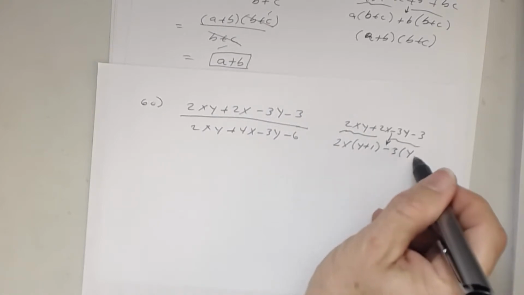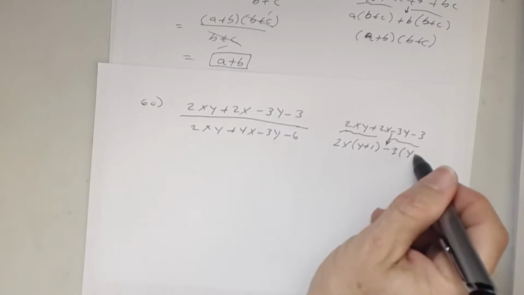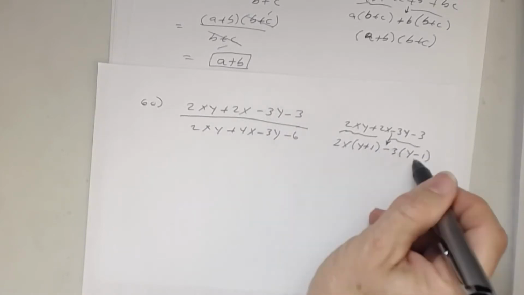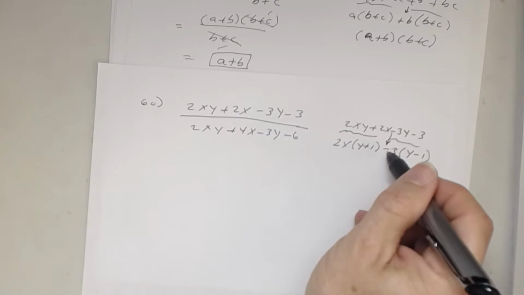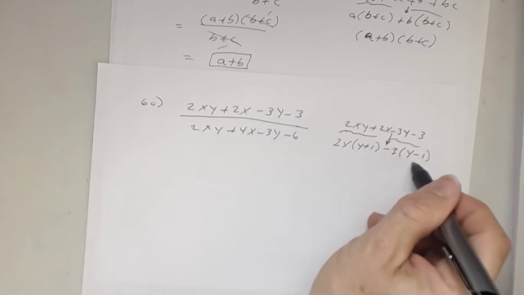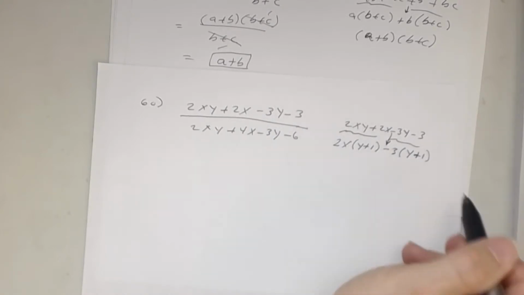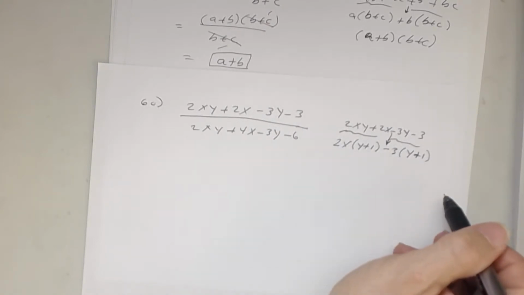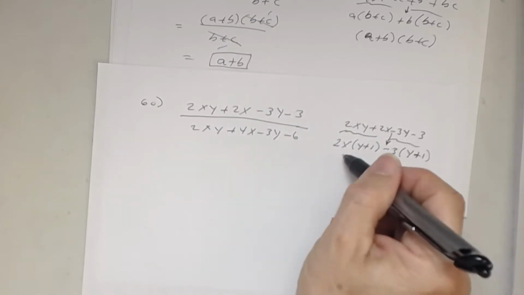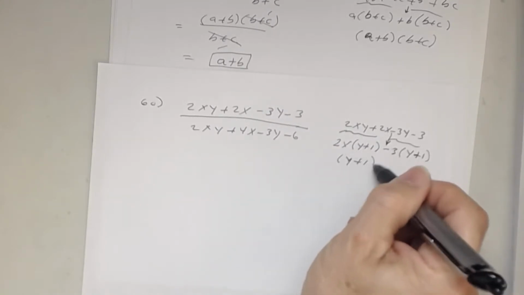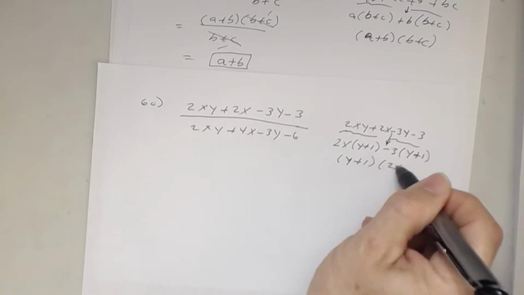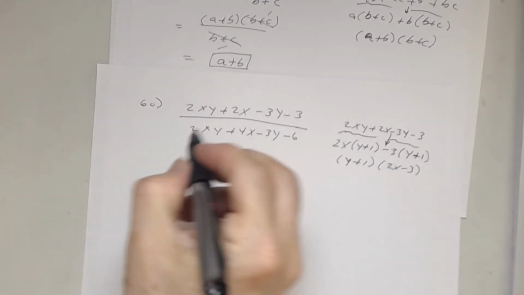It cannot be y minus 1, because these have to be the same. And think why it cannot be: what's a negative times a negative? And you wanted a negative 3. So what should this be? y plus 1. And so you get y plus 1 times 2x minus 3. So that's the numerator.